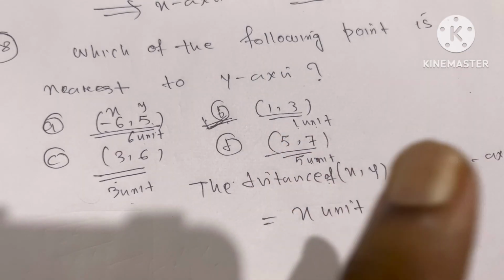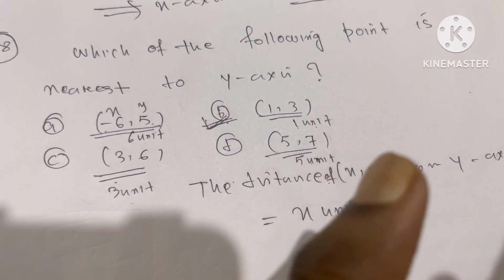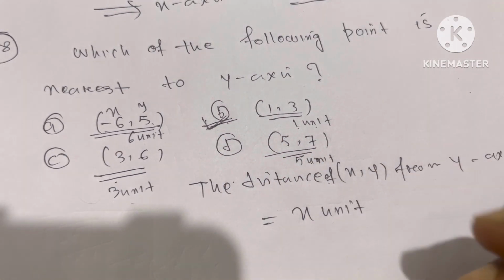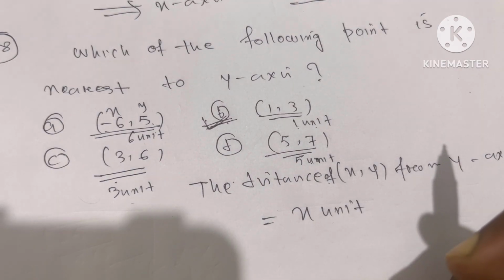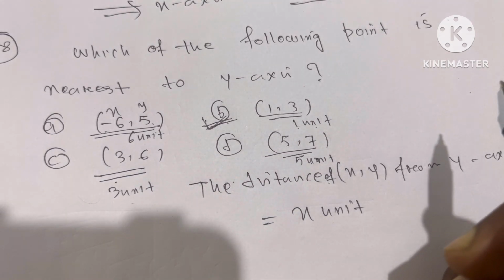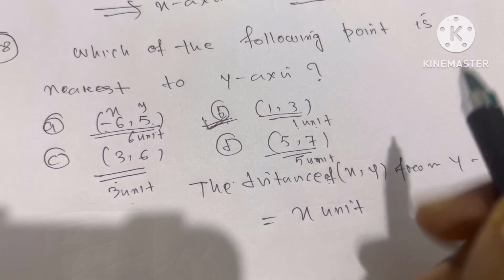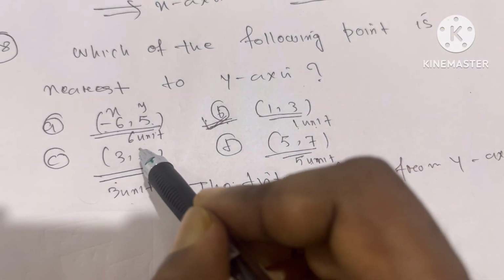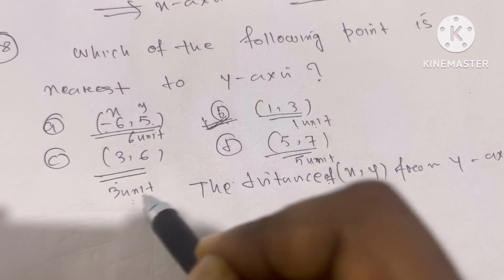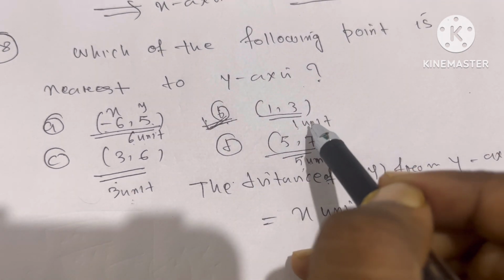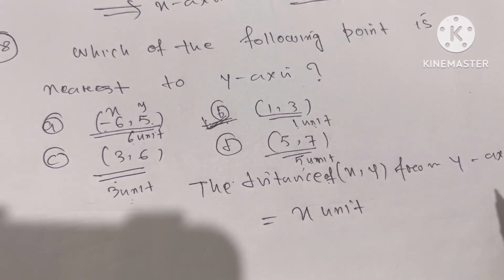For y-axis you will see the x value. Which coordinate has the smallest x value, the minimum distance, the nearest distance to y-axis? You'll see the x value. Consider the distance positive. After getting the distance, this is 6, this is 1, this is 3, this is 5. So you got the smallest distance. That's why option B is correct. Okay.